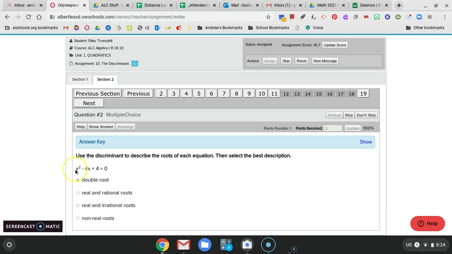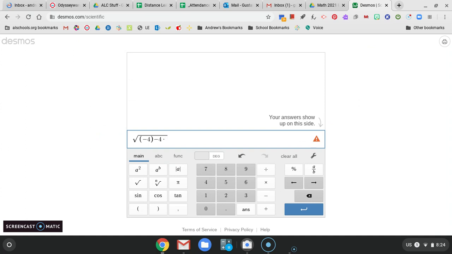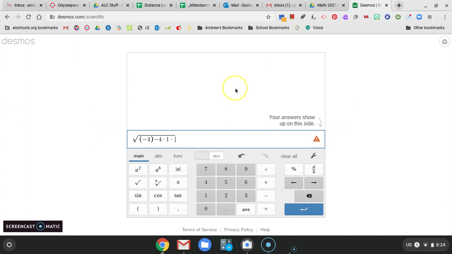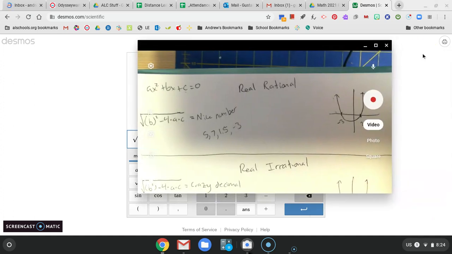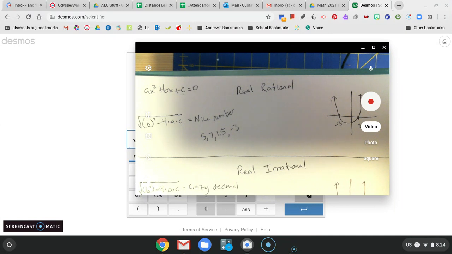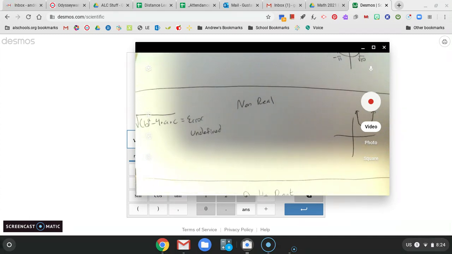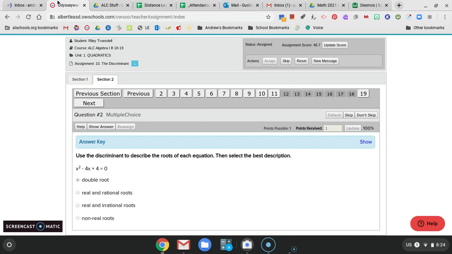If there's no number in front of x squared, it's a 1. So there's 1x squared. So A in this case is 1. 1 times, and I gotta go back here. What was C? C was 4. A lot of 4s in this problem. 4. I get the answer undefined. Well, if I get undefined in my calculator, it's not a nice number, it's not a crazy decimal. Undefined, a non-real solution. So you would click non-real roots. And that's how you do all of these.